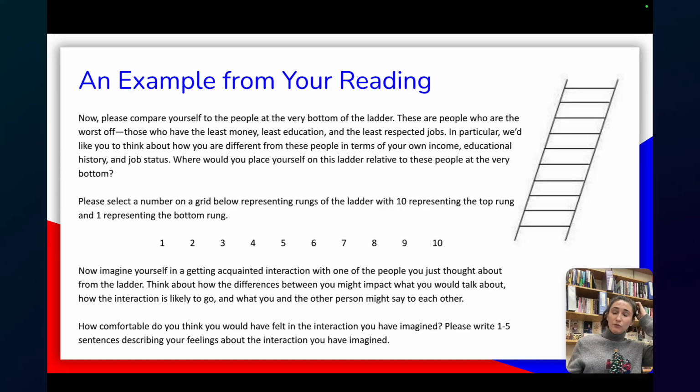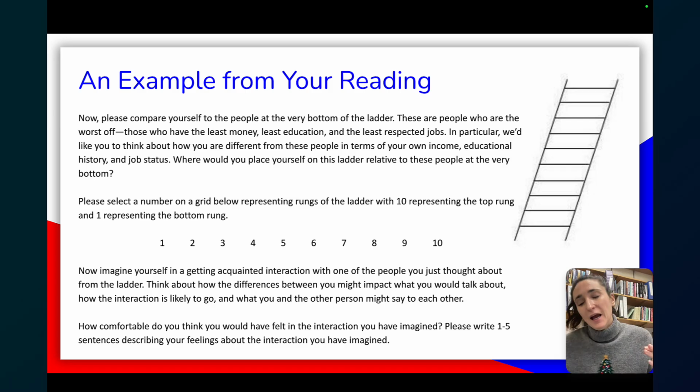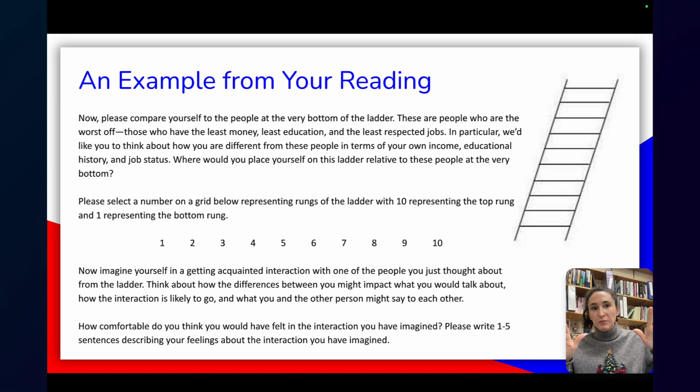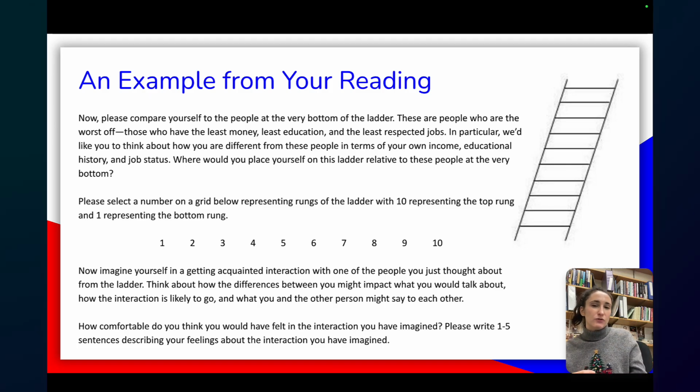Now, an example from your reading from Condon and Wachowski, they ask people to compare themselves to different rungs of the income ladder. So I'm going to show you the first treatment, and then I'm going to show you the second treatment, and then I'll show you what outcomes they were interested in. But these are the treatments.